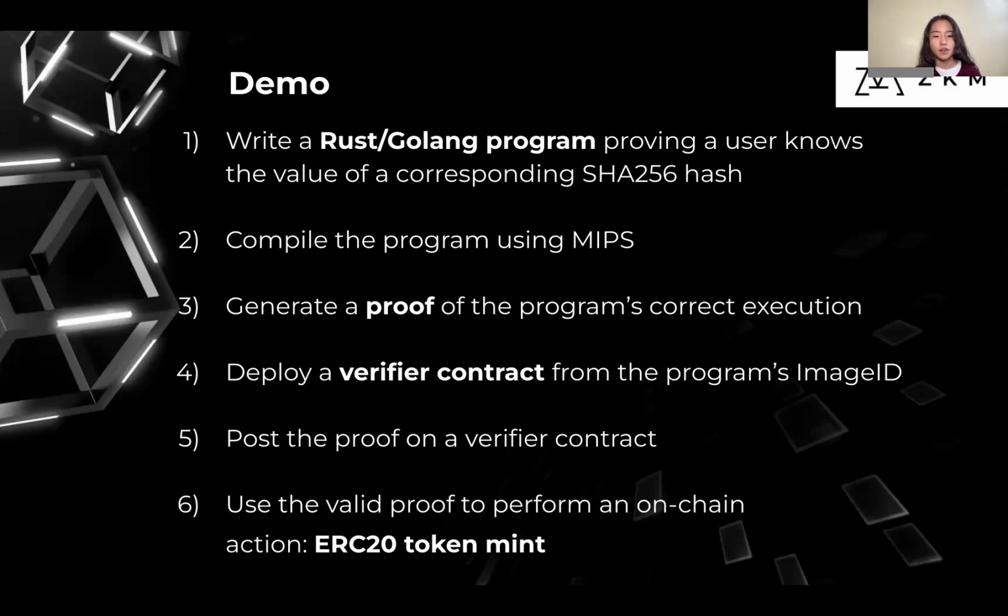And if that proof is valid, we'll deploy a verifier contract to verify that proof. And then if that proof is valid, we'll be able to mint an ERC20 token. That's our on-chain action that we're doing here.